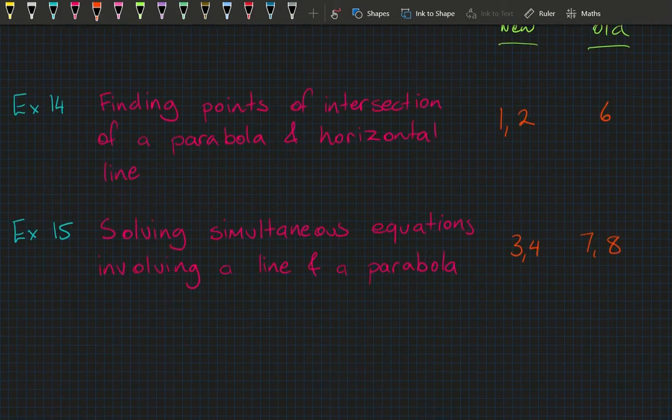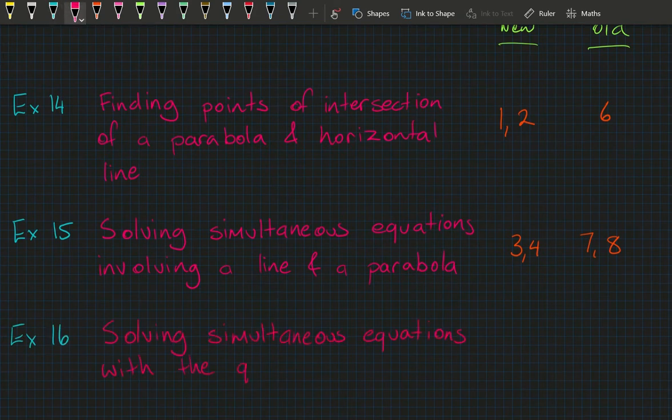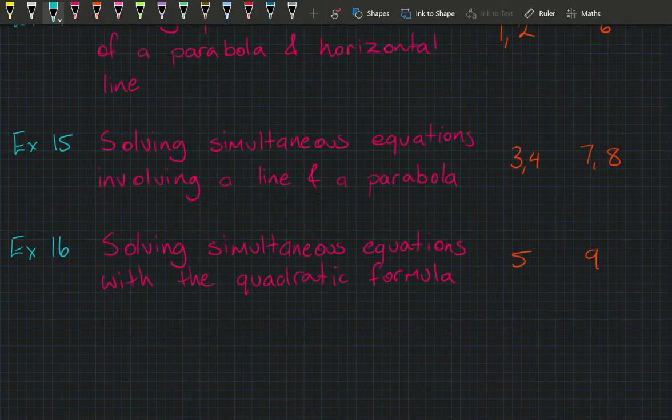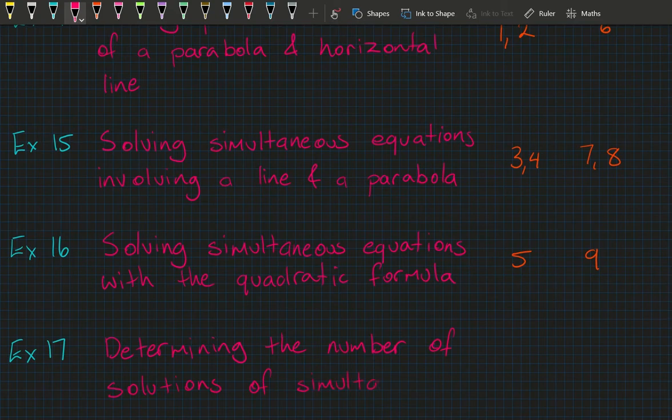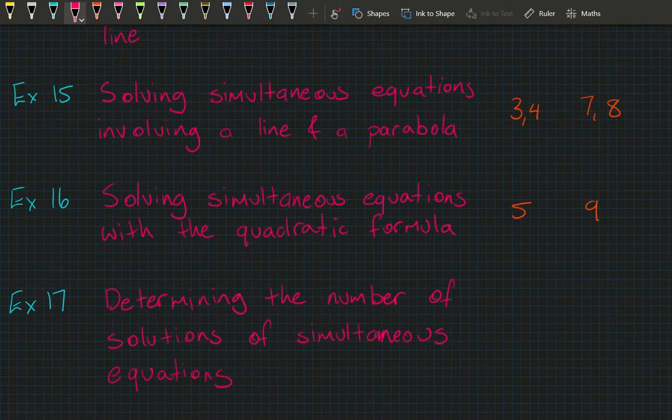Then example 16 is solving simultaneous equations with the quadratic formula. And your pre-learning for this example is question 5 in the new book and question 9 in the old book. And then finally, example 17 is determining the number of solutions of simultaneous equations. And your pre-learning will be question 6 in the new book and question 10 in the old book.